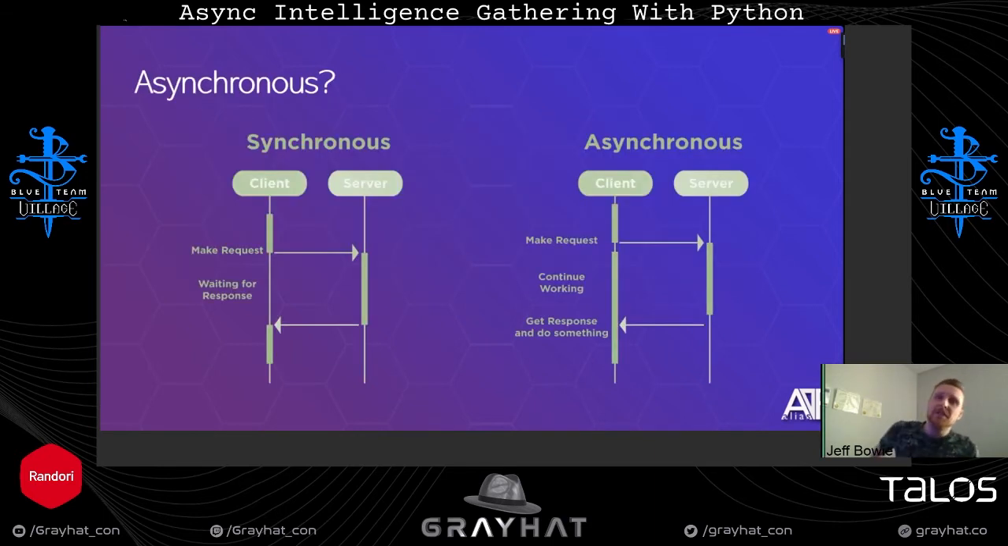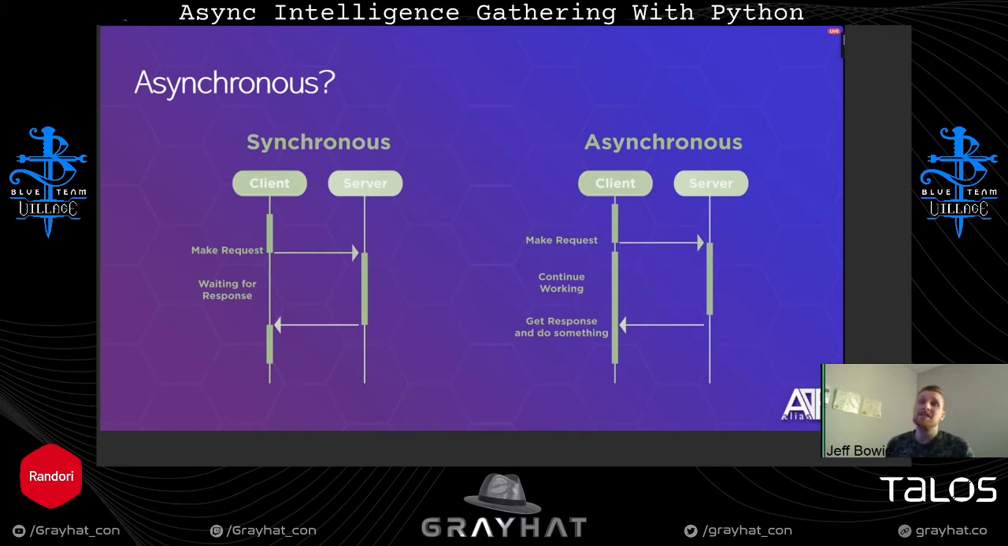The title of this talk is Async Intelligence Gathering with Python, and that's super important because of the speed advantages provided by asynchronous processing. In this example up here, in this graphic, what you see is an example of synchronous versus asynchronous requests. In a synchronous request, which is typically how most web applications have worked, a client will make a request to the server.